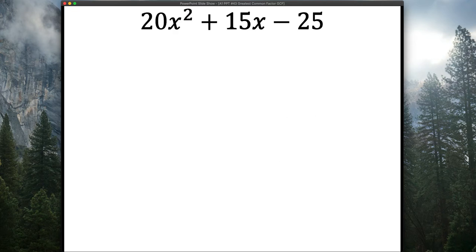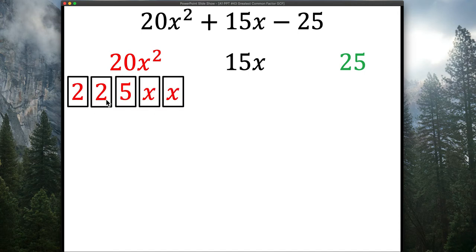Now let's look at a little bit more complicated example right here. We've got 20x squared plus 15x minus 25. This is a trinomial. What you're going to do is break each of these pieces into its prime factors. We did this back when we were doing square roots with the factor trees. Like a 20, you can draw 10 times a 2, and then 10 is a 5 and a 2. Or 4 times 5, and then 4 is a 2 and a 2. Basically, you can break apart the 20 into a 2 times a 2 times a 5. Again, that's with the factor tree that we did before.